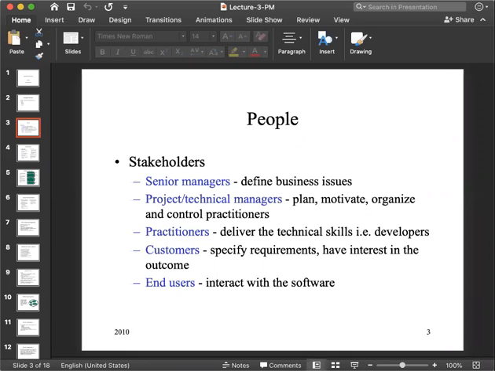So the first one is the senior manager, who is actually the head of the project, who does not do the code or the other things, but will manage the team to build a project.